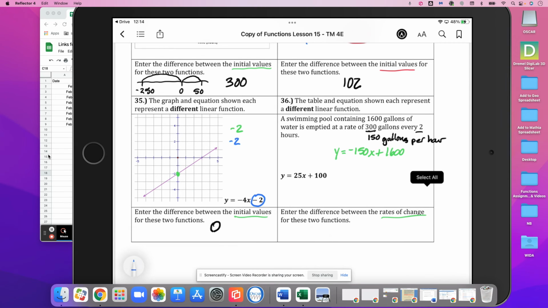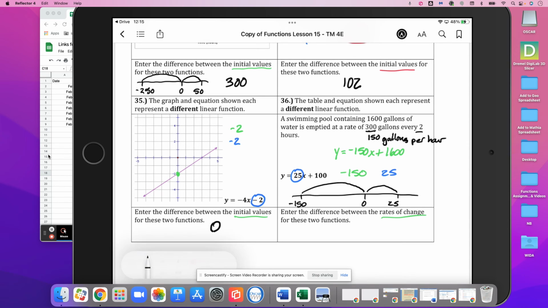So if we look at the other one, the equation here, we've got a rate of change of 25. So our two initial values are negative 150 and 25. So I do want a number line to help me with this one. So negative 150, it's going to be over there. 25 is on the other side. So I've got to go 150 units and then 25 more. So that's going to give us a total of 175 units between them. The difference between them is 175.